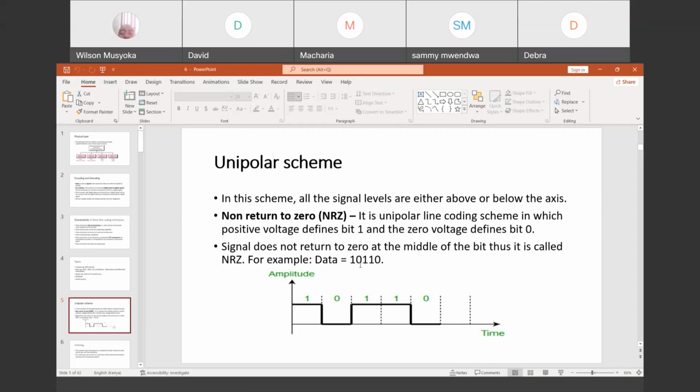So if the data is 10110, this is how it would be represented in the waveform, such that a 1 is going to be a positive amplitude, a 0 is going to be a zero amplitude, meaning that it doesn't go up, and a 1 again is a positive amplitude, and so on. So that scheme is as simple as that.